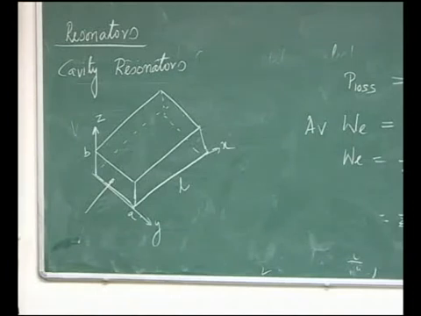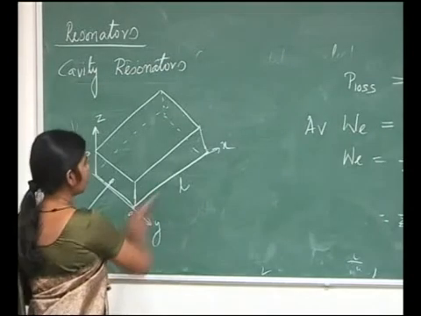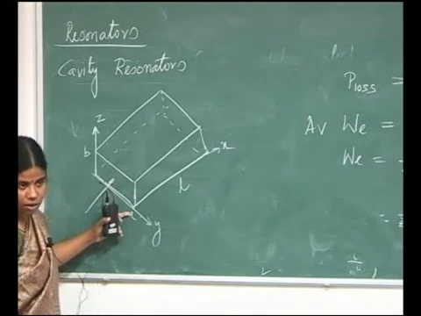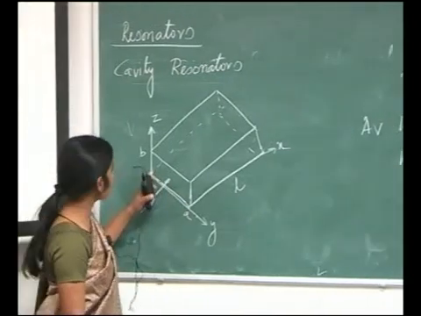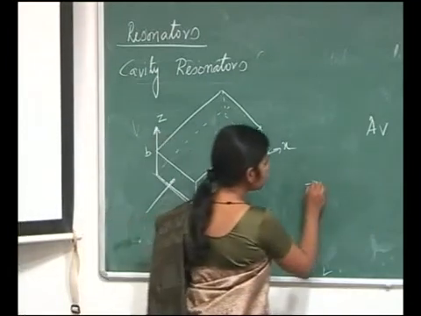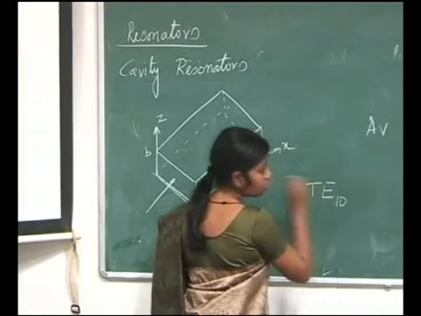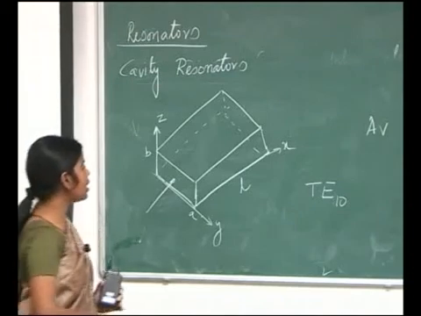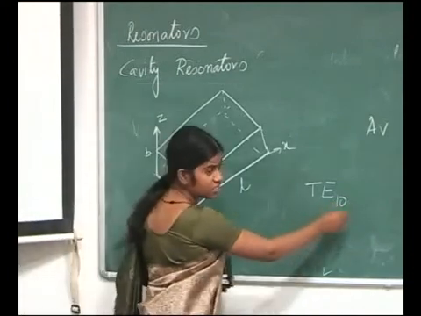This cavity is made from a rectangular waveguide which was actually infinitely long. Now what I do, I truncate it. Now it is L long and it has a width which we called earlier the height A, and a depth of B. Now I know that the lowest possible TE mode in a rectangular waveguide is the 1-0 mode.